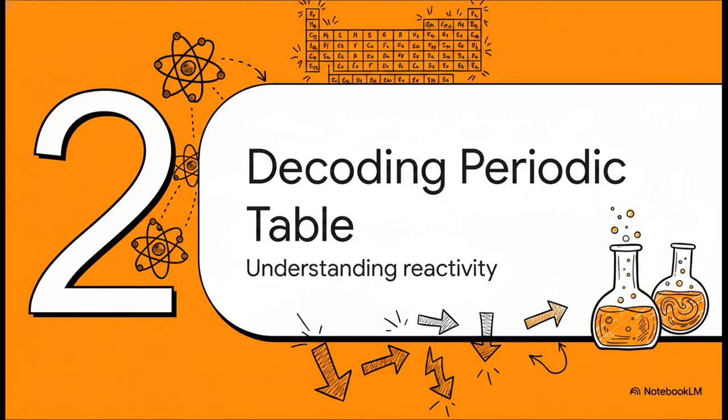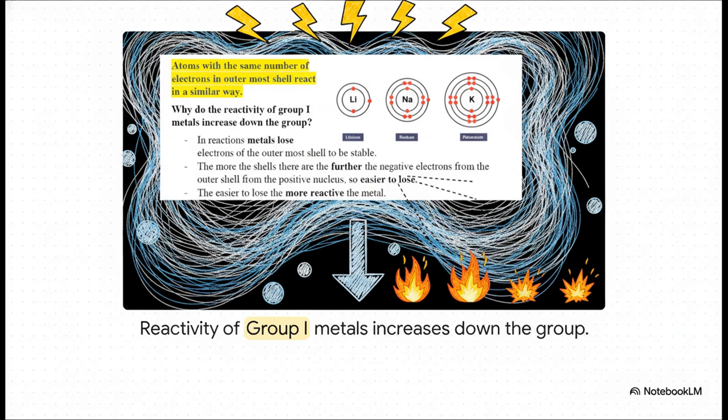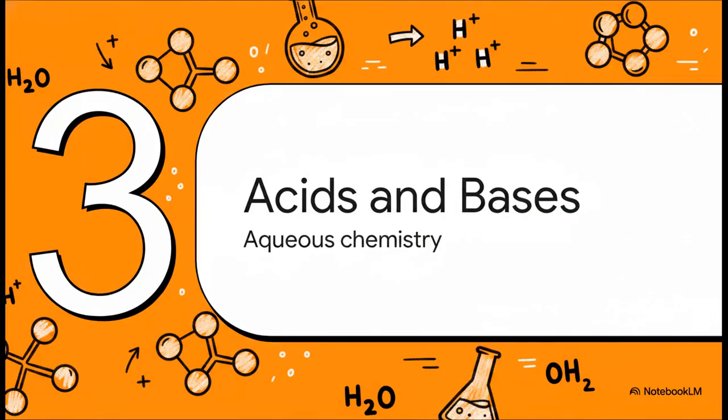Moving on to Section 2, decoding the periodic table. It's so much more than just a list of elements. It's basically the ultimate cheat sheet for predicting chemical behavior. Take Group 1, for example, lithium, sodium, and potassium. Notice how as you move down the column, we keep adding more and more electron shells. This physically pushes those outermost negative electrons further and further away from the positive pole of the nucleus. Since they're so far out, they're way easier to lose. And here's the kicker. The easier it is for a metal to lose that outer electron, the more aggressively reactive it becomes.